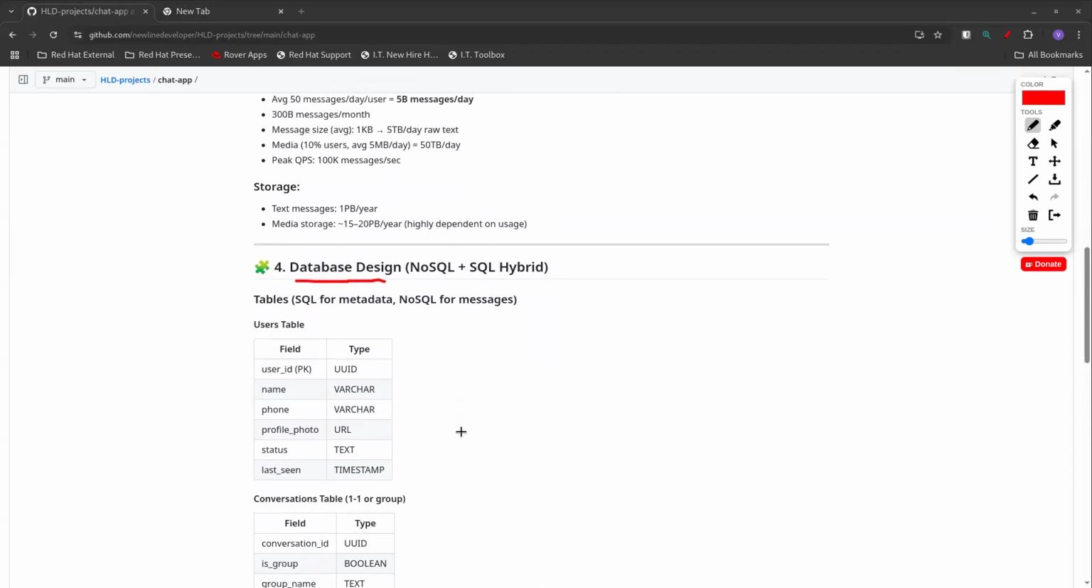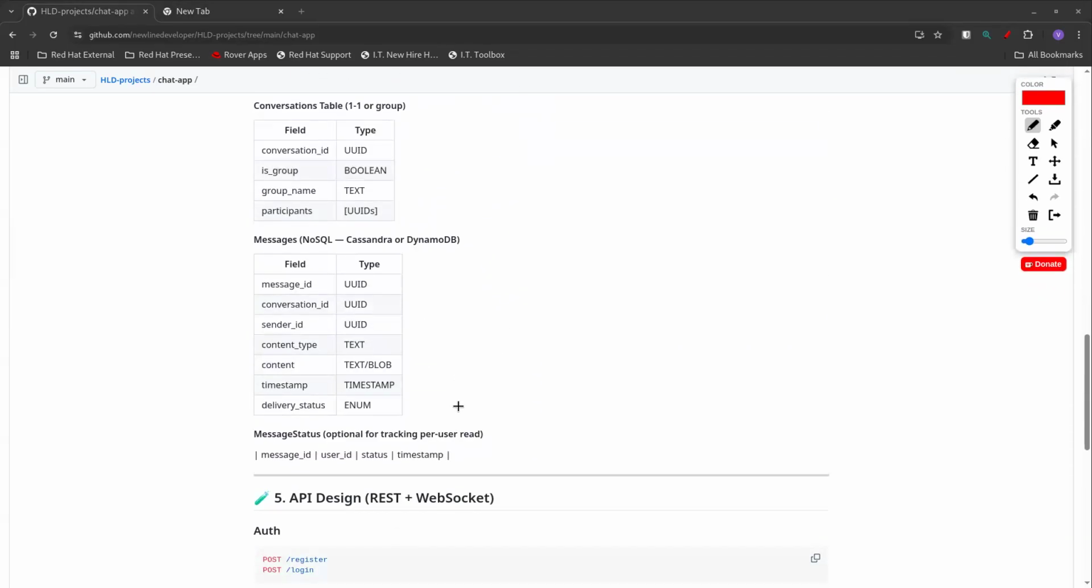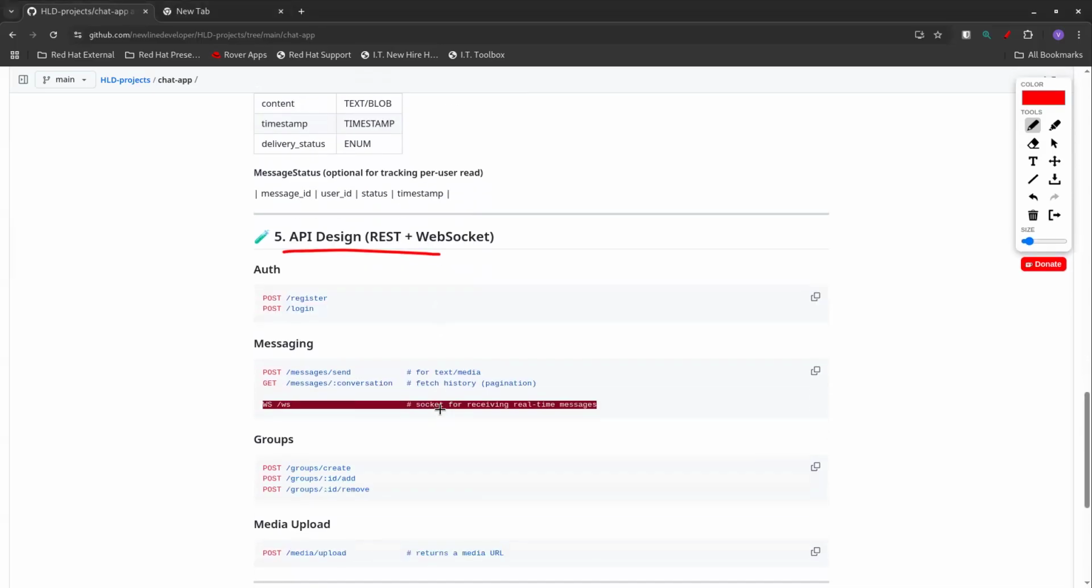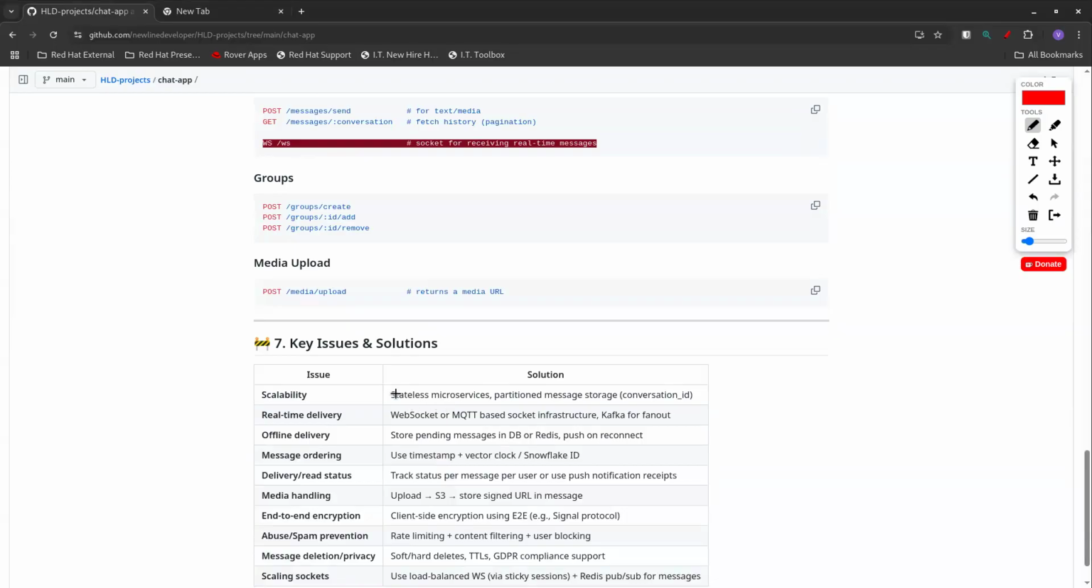And then what are the tables, and for each table, what fields it has, everything we are going to discuss. And then we are going to discuss API design as well: what APIs we need at the least to build the application, and what the key issues are. And then finally we will discuss the high level architecture of the chat application.